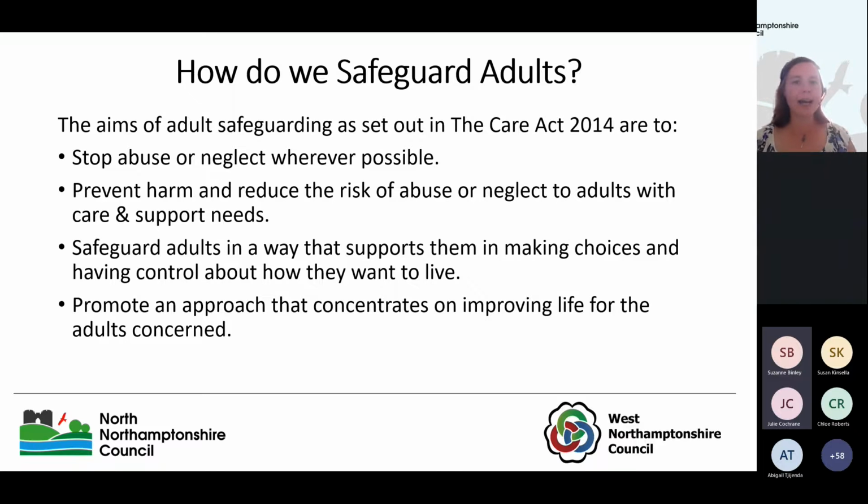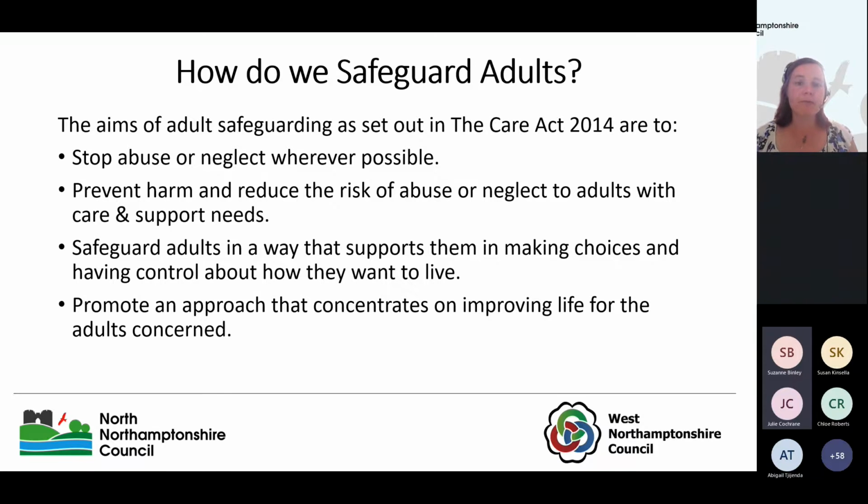So we also need to think about how do we safeguard adults? Okay. So within the Care Act, they've set out what are the aims of safeguarding. So obviously we need to make sure we try and stop abuse and neglect wherever possible. So that would be the first one. It would be great if it never happened, but obviously we know it does, and we can probably never get rid of that. Okay, but we need to make sure we try as much as possible by doing things like making sure people know what they're looking for, to make sure that places are inspected, that people know what they're looking for when they go into places. Okay.